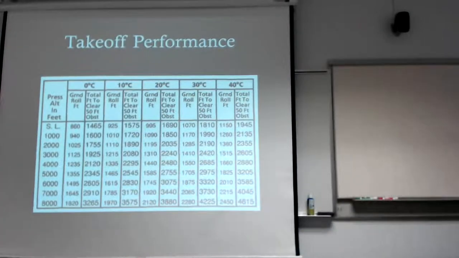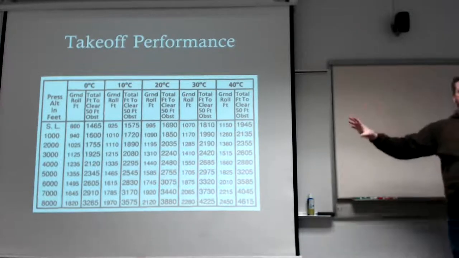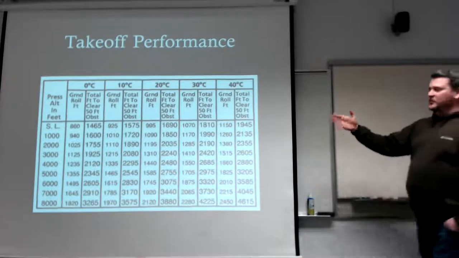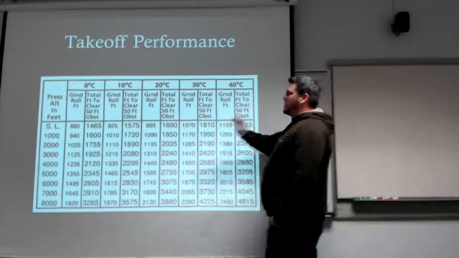All right. But what if you're taking off and it's 15 degrees Celsius, 25 degrees Celsius? There's some interpolation that should be done, because you will get problems like that on the test. And in real life, you want to know roughly what your performance is. The DPE is going to want to know that you know how to calculate this out.